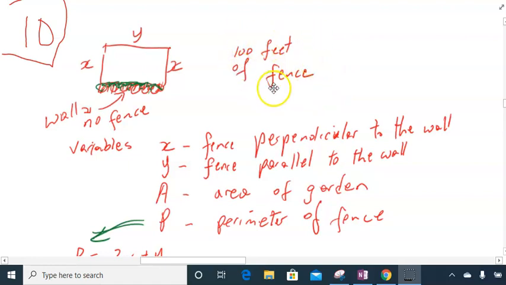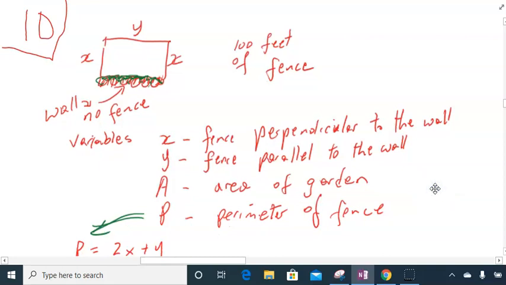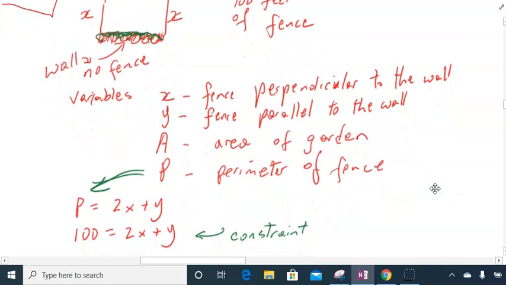We're constrained to 100 feet of fencing. Our variables then: x, your fence that's perpendicular to the wall; y, the fence that's parallel to the wall; A is the area of the garden; and P is your perimeter of the fence. This perimeter P will be replaced quickly with 100.